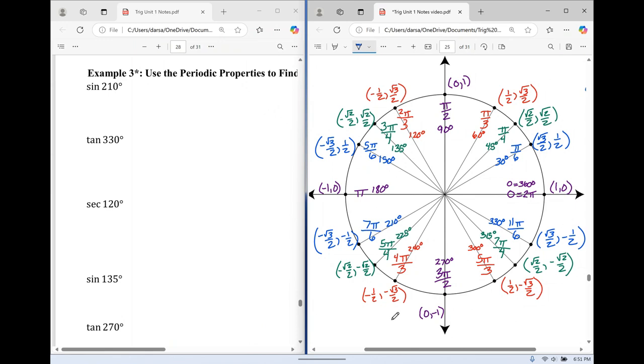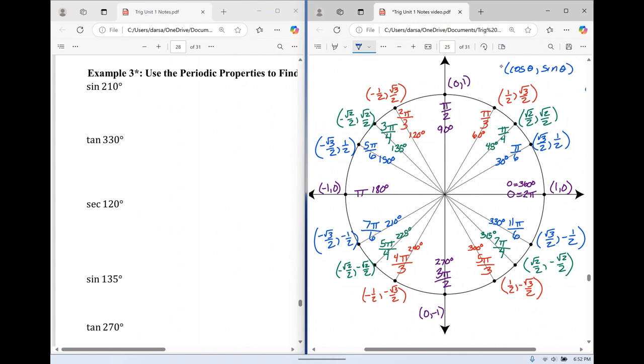Let's look at how to use the unit circle. Remember, when we are looking at every xy coordinate point on the unit circle, the x is the cosine of that angle and the y is the sine of that angle.